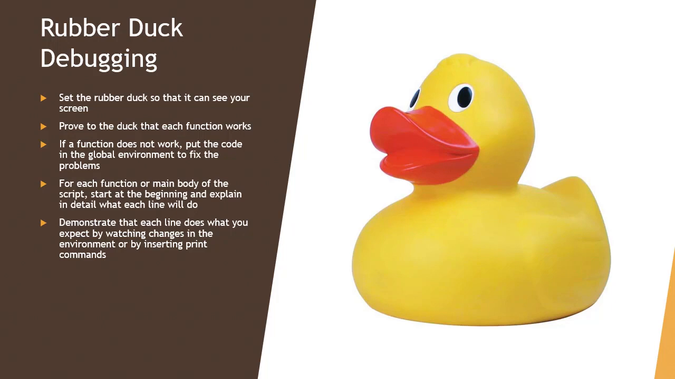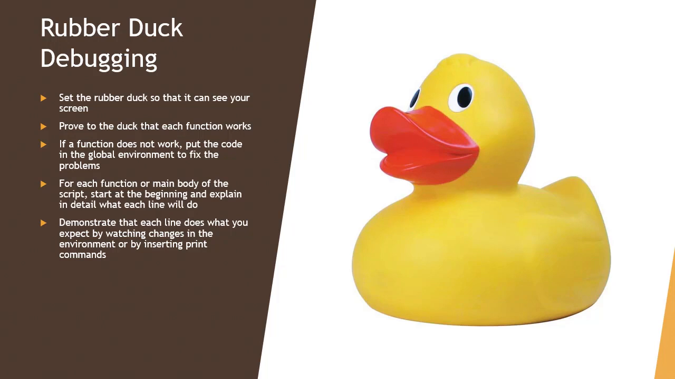But what you need to show that duck is that you have to demonstrate each line does what you expect. You can do that by watching together as the objects change in your environment pane, or you could insert a print command, a temporary way of printing out the object so you can see it in your console. The key here is that you can't just say it works. You have to show the duck. You have to prove to the duck that it works.